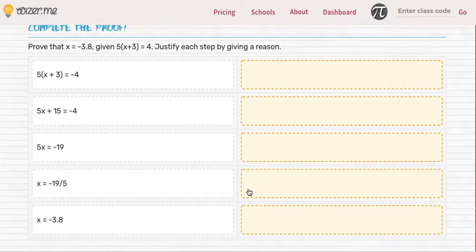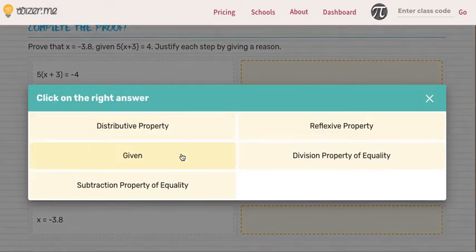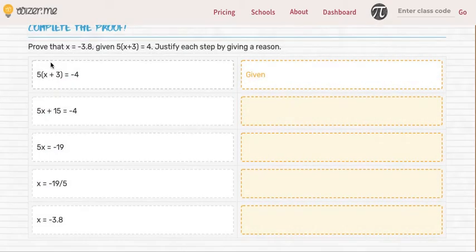The next question was, prove that x equals negative 3.8 given 5 times x plus 3 equals negative 4. Justify each step by giving a reason. So again, we're given 5 times x plus 3 equals negative 4. We put that at the top of our statement list. And the reason we can put that is because it was given. Now, for the next step, since we do have parentheses, we can distribute the 5. And that's exactly what we do.